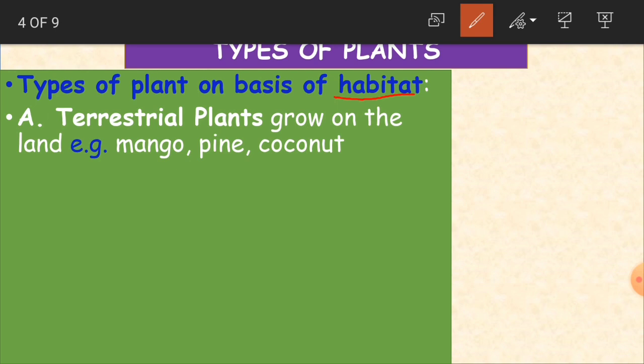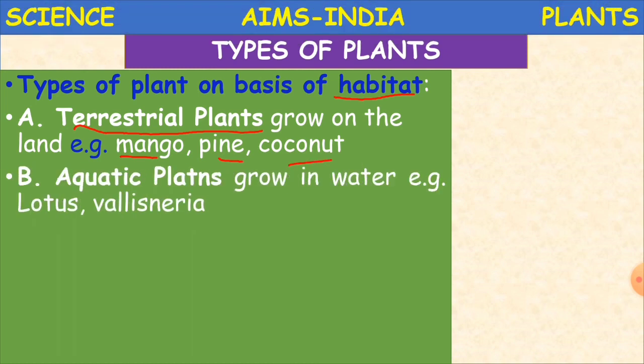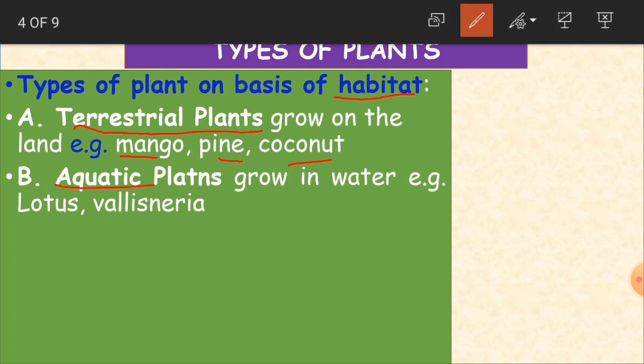Like here, terrestrial plants grow on the land, for example, mango, pine, coconut. Okay, what are terrestrial plants, children? Terrestrial plants are those which live on the land surface. Where do they grow? They grow on land. Okay, for example, mango, pine, coconut. Clear? And the other one is aquatic plants. What are aquatic plants? Which grow where? In water. Okay, they grow in water. So for example, lotus, vallisneria.